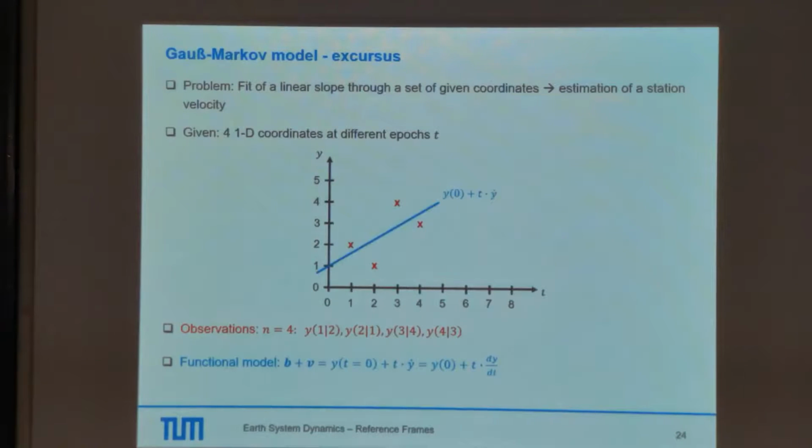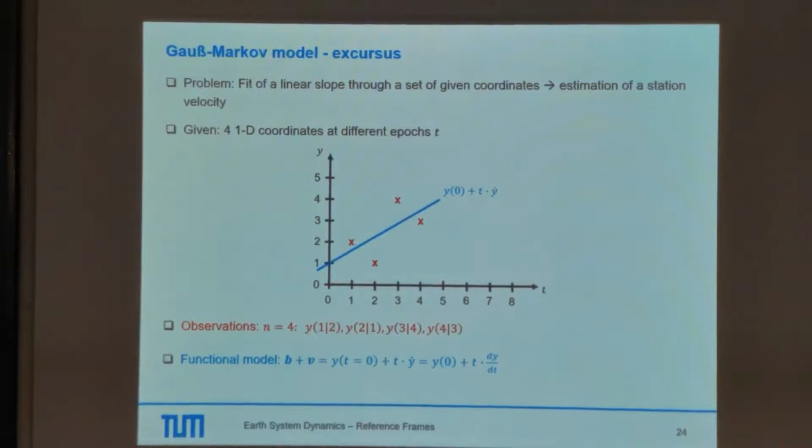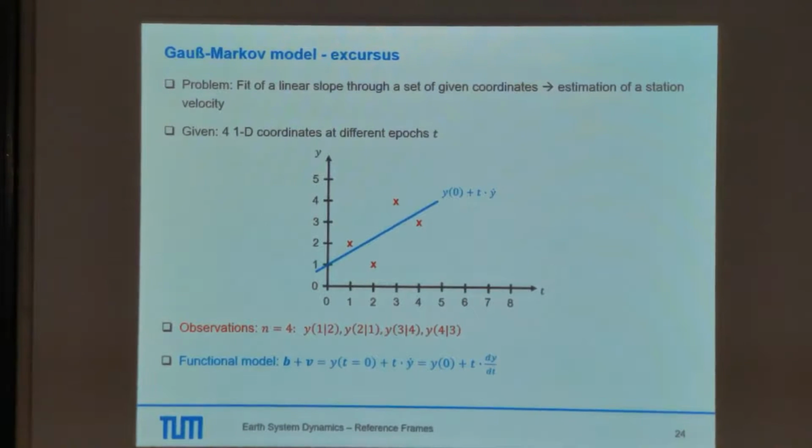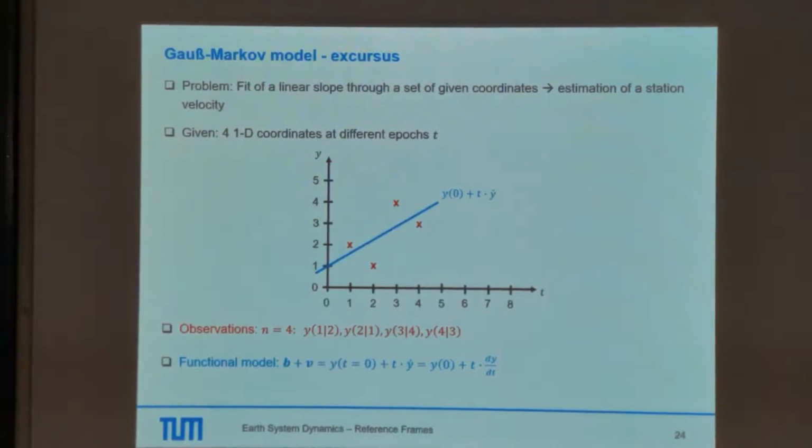And what we want to estimate, that's our unknown. We want to estimate a station position, a coordinate at the time t0, and we want to estimate the velocity, so the slope, based on the observations we have here. This means we can define our functional model like this. We have b plus v is equal to this functional model, which is the position at the epoch t equal to 0 plus t times the time derivative, so the slope of this linear fit here.